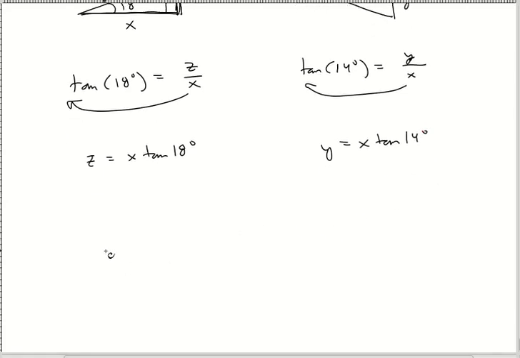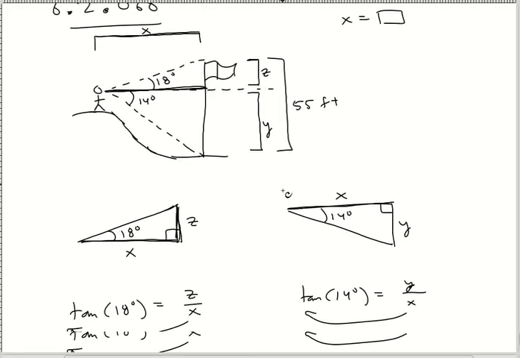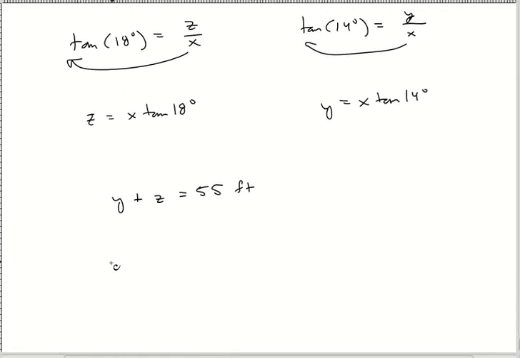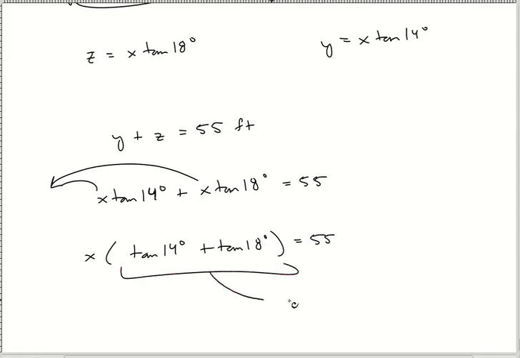Okay. I know that y plus z is equal to that 55 feet originally. Remember, 55 feet? If I add these together, I should get the 55. And so that's what I'm going to have now. X tangent 14 plus x tangent 18 is equal to 55. Solve for x. It's actually not too hard. What I'm going to do is factor the x's out to the front, leaving this guy here. Then divide by the 55. This is one big number. I don't know what that number is, but I'm going to divide it.